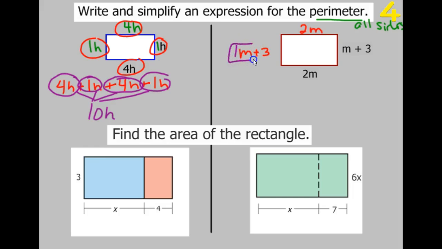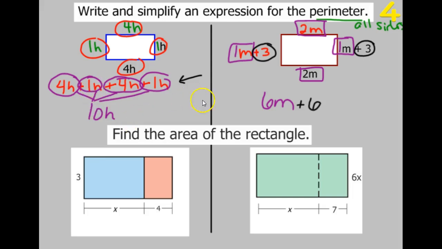This is 1M, so we have 1M here, plus 2 more. 1 plus 2 is 3M, plus 1 more is 4M, plus 2 more is 6M. So those are all just the M's. Then we just have a number, 3 plus 3 is 6. So if you want to write it all out like we did here and then combine, you can. But if you want to combine right from the picture, that works too.